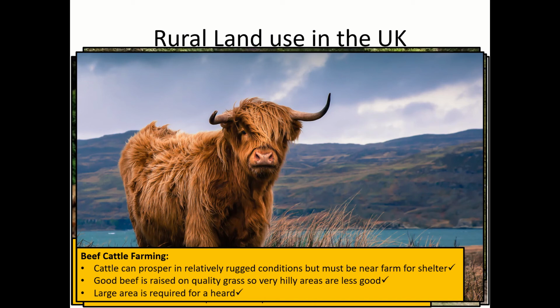You don't want the area to be very, very mountainous and hilly. You want gentle lowland hills. That's because if you're putting cattle on very mountainous areas, actually the meat that you'll create is poor quality, as the cattle become over-exercised and the meat will become tough. Also, you'll need a large open area of land required for the herd.